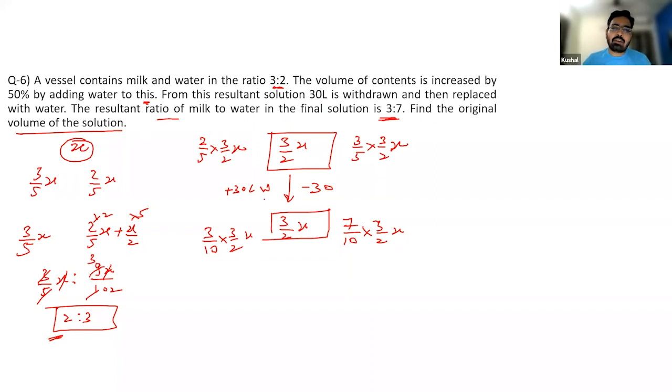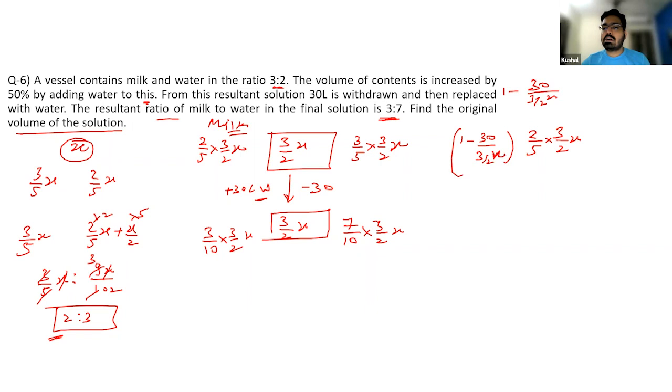Now, again, I'm adding water to this. So water will change, right? So I'm going to start with milk as my calculations, right? So what is the quantity of milk that I have? 2 by 5 into 3 by 2x. From this, I'm removing 30 liters. So 30 divided by 3 by 2x is the fraction that is removed. So 1 minus of this will be the value of the fraction left over. So 1 minus of 30 divided by 3 by 2x is the fraction left over as the quantity of milk.